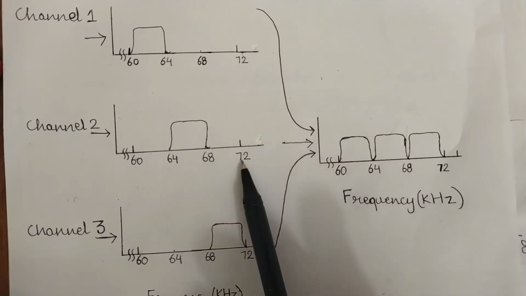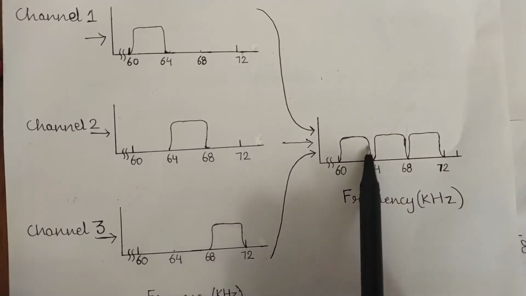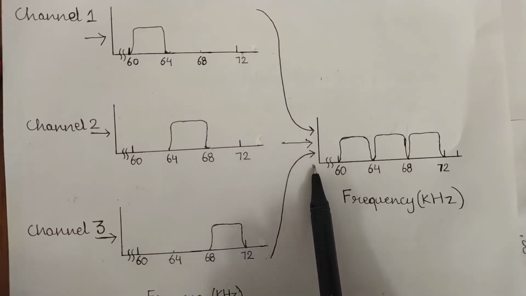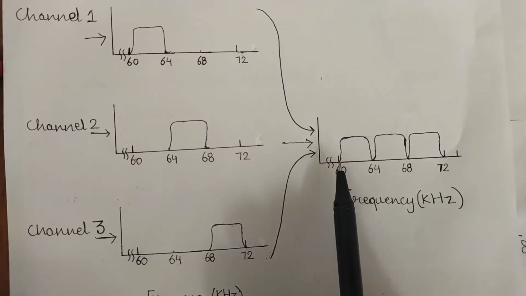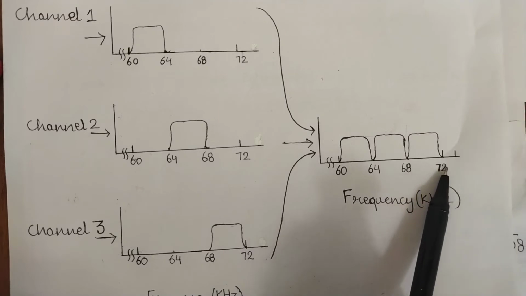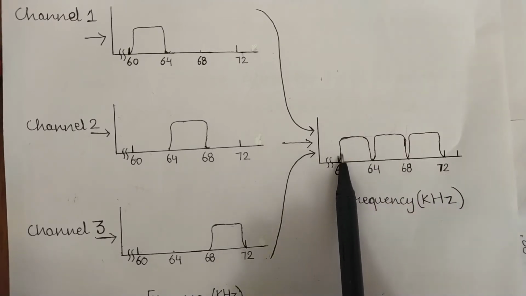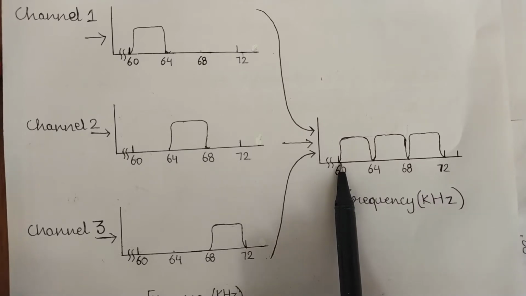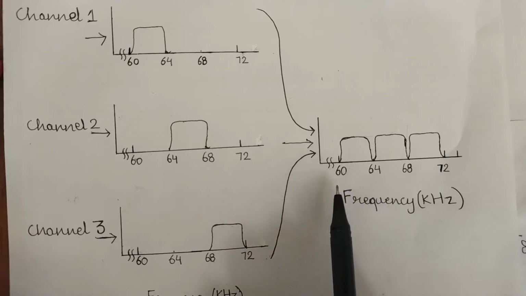Because they are using different frequency ranges, hence they are not interfering with each other, hence we can combine or multiplex them together and send them at once through the same transmission line. So the transmission line is same, but the frequency spectrum or the frequency range used by each channel is different. So there is no interference of one channel with the other.